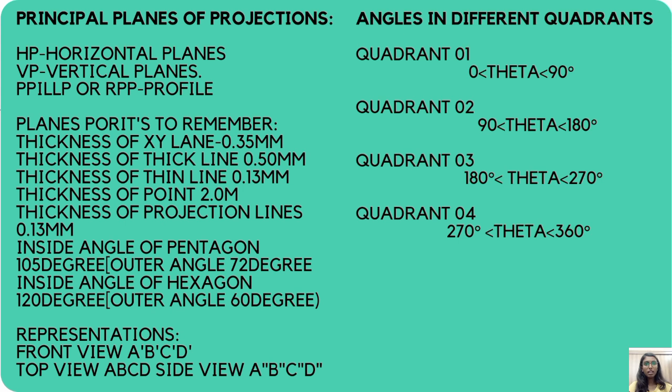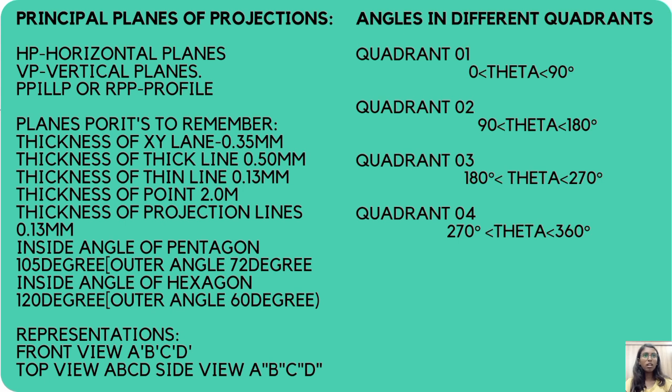Interior angle of a pentagon is 108 degrees, exterior angle 72 degrees. Interior angle of a hexagon is 120 degrees and exterior angle is 60 degrees. Representation: front view A dash, B dash, C dash and D dash. Top view A, B, C, D and side view A double dash, B double dash, C double dash and D double dash. It's in different quadrants.